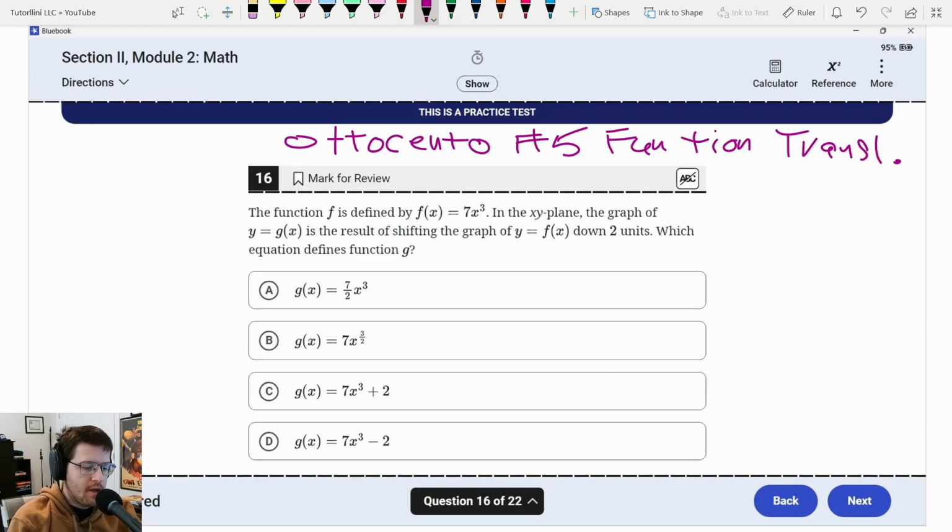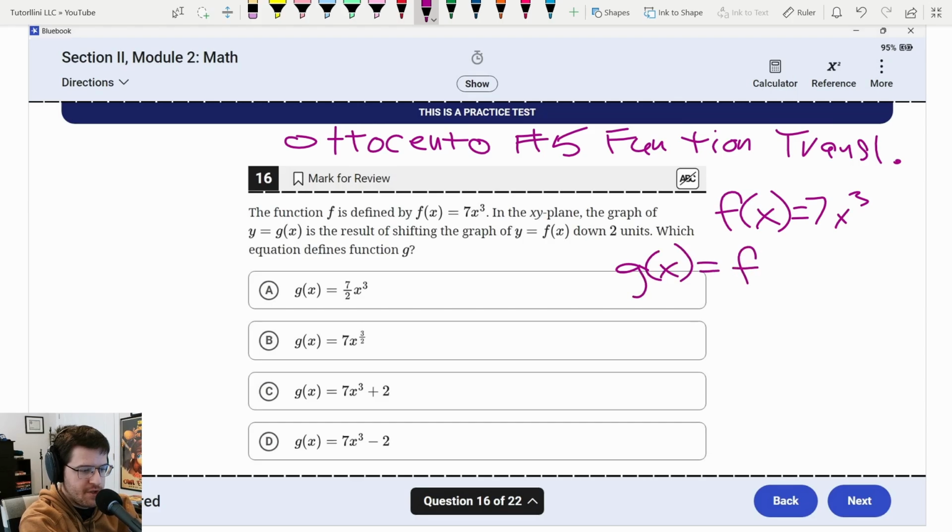Okay, question 16. I go over this in great detail in my video on function translations. Definitely go check that out. I'm just going to assume you've already watched it. We've got f of x equals 7x cubed, and to find this function g of x, we're going to use our equation for a function translation, f of x minus h plus k. It says that we would like to shift the graph down 2 units, so there is no left or right shift. I can just cross this out. h is just 0.